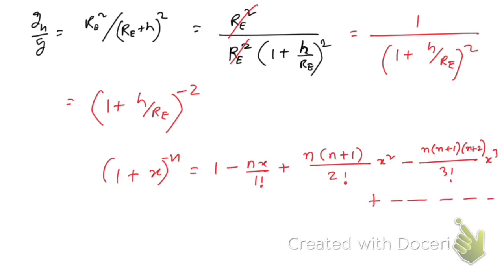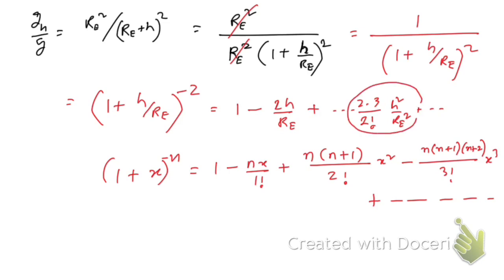If you apply that, then this expansion will be like this: 1 minus 2h by RE, then plus we're gonna have more terms, 2 into 3 by factorial 2 h square by RE square and so on. But here the terms containing higher powers of this factor h by RE, those will be neglected.